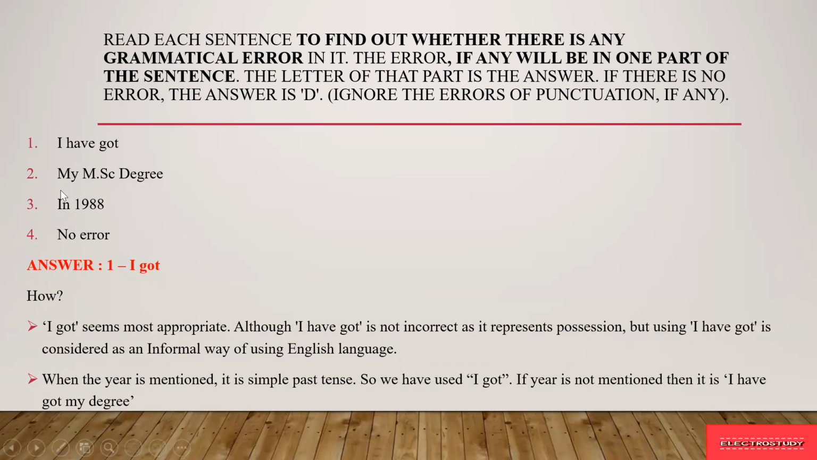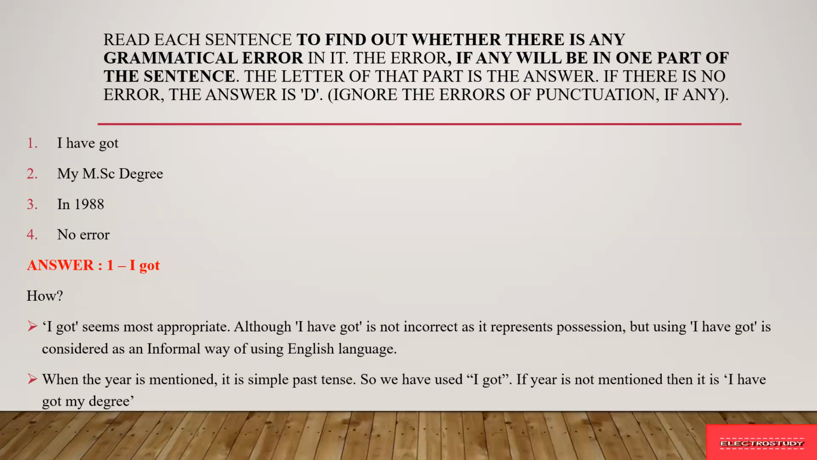Next, I have got my MSc degree in 1988. So here the first part itself is wrong. It should be, I got my MSc degree in 1988. Why "I got" is completely appropriate. "I have got" is also correct, it is not that it is wrong. But "I have got" is an informal, colloquial way of communicating. "I got" is the right way of communicating through English grammar.